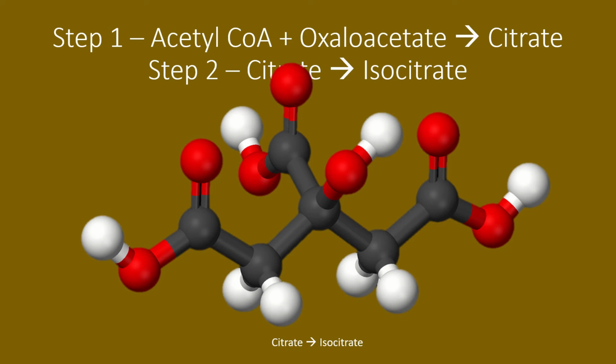In step two, citrate is converted to isocitrate. Again, this is an isomer, meaning the same chemical formula, it's just slightly rearranged. But this simple rearrangement of the carbon groups is not shown here, but please know that this arrangement is necessary to carry out step three.